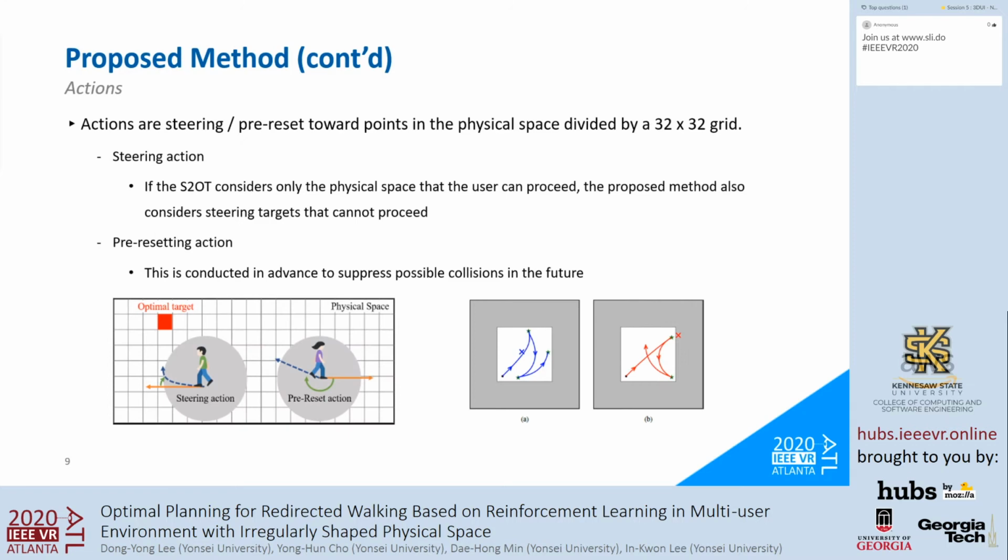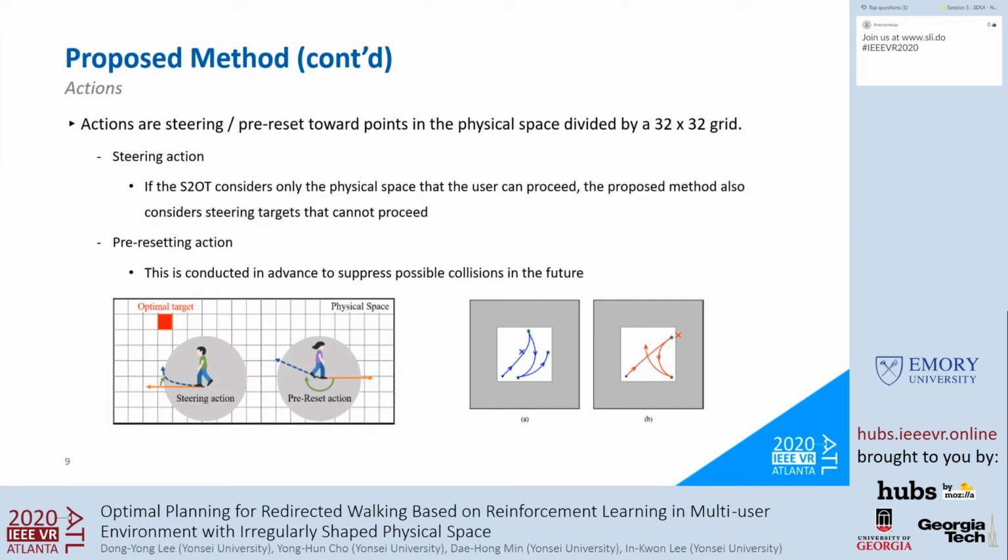The actions of MS2T are steering or pre-resetting toward a point in the physical space that is divided into 32 by 32 grids. If S2T only considers the physical space that the user can proceed, the proposed method also considers steering targets that the user cannot proceed.